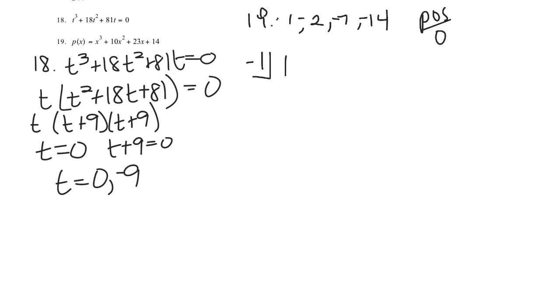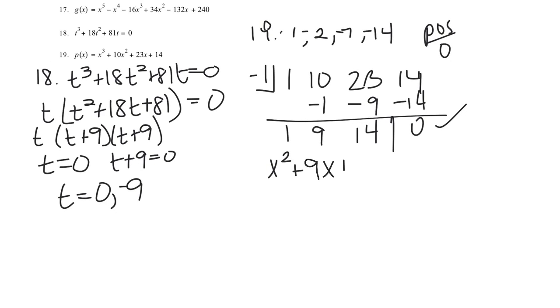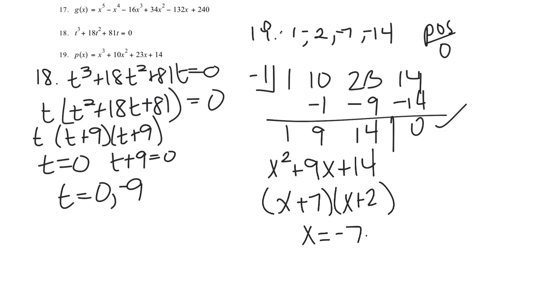Negative 1, 1, 10, 23, 14. So 1, negative 1, 9, negative 9. 13 minus 9 is 14. Negative 14, 0. It worked. Then I have x squared plus 9x plus 14. That factors to x plus 7, x plus 2. So x is negative 7, negative 2, and the one we got from our guess and check, negative 1.